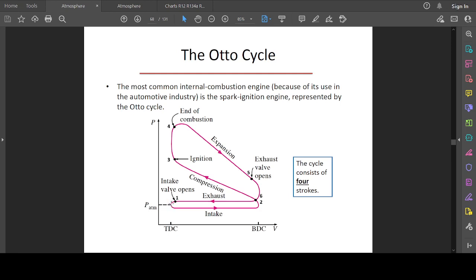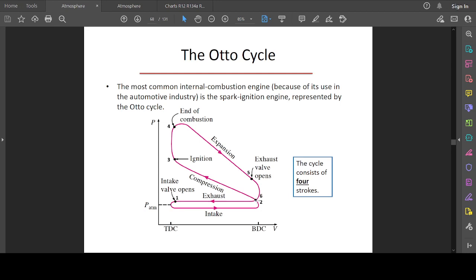Now, when the intake opens at stage 1, from this stage at the top dead center, as the fuel enters, the mixture of fuel and air expands the volume of the piston, and as the piston arrives at the bottom dead center, it comes back up. As it returns back up, it compresses that mixture of fuel and air from stage 2.